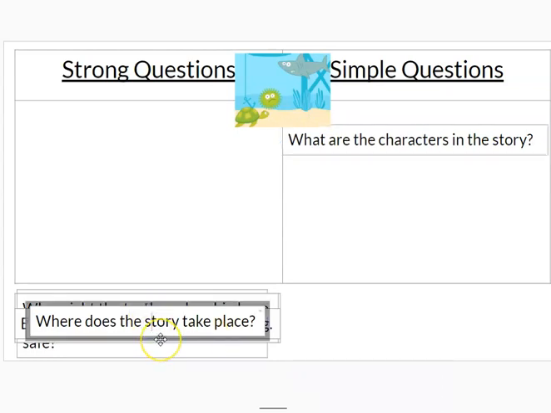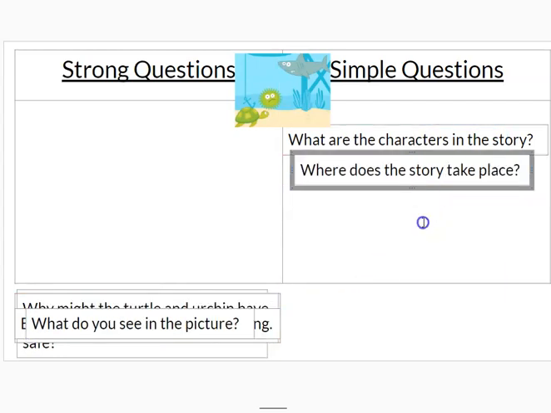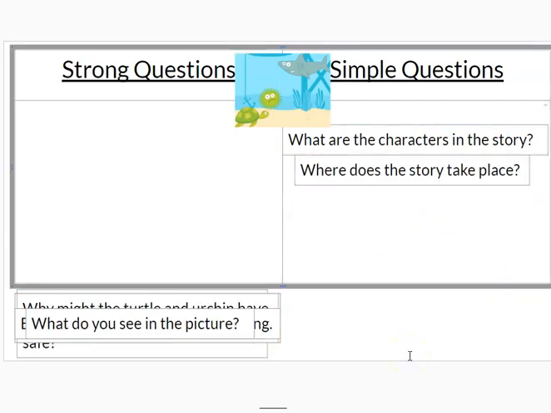Question number 2. Where does the story take place? Is that a strong question where I really have to think? Or is that a simple question that I can easily find the answer to? Pause the video. Where does the story take place is a simple question. It's something that isn't going to take a lot of thought or a lot of reading or a lot of clue connecting to be able to find the answer to.